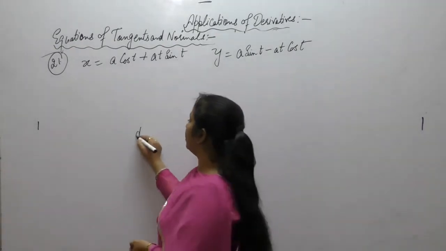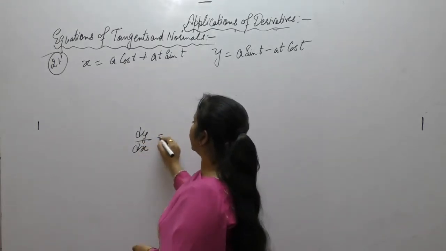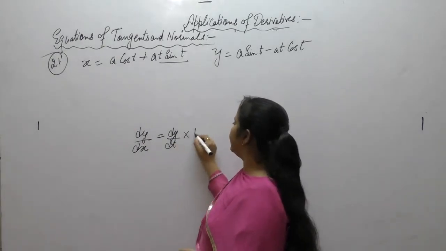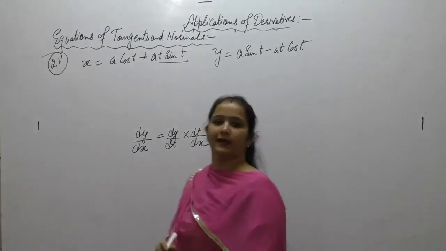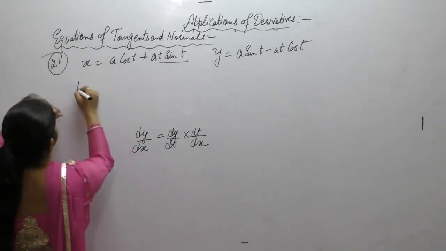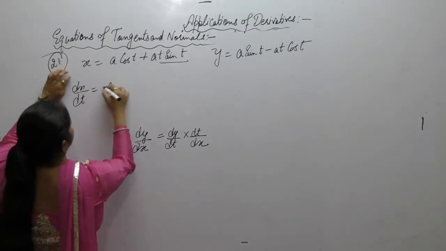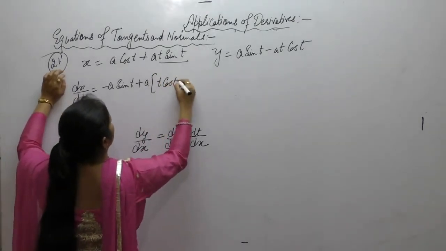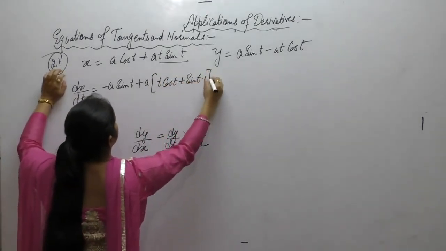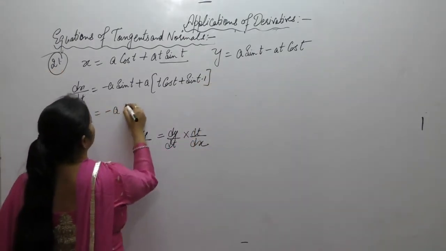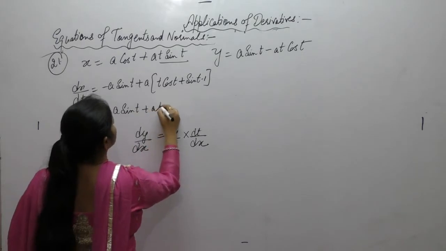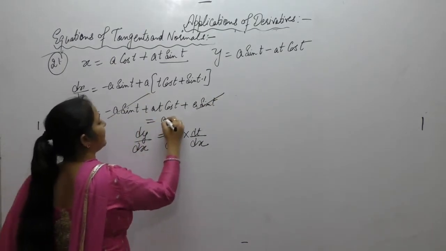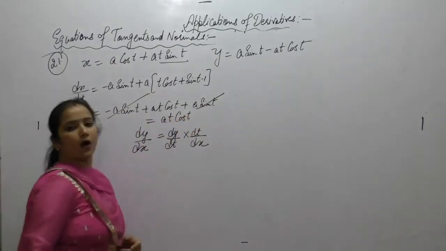First we have to find the slope of tangent dy upon dx. This equation is in t, so that will be equals to dy upon dt into dt by dx. Now dx upon dt, derivative of cos is minus sin, u into v rule. First derivative of second plus second derivative of first, t is 1. So we get minus a sin t plus a t cos t plus a sin t. This will get cancelled. We have left with a t cos t.